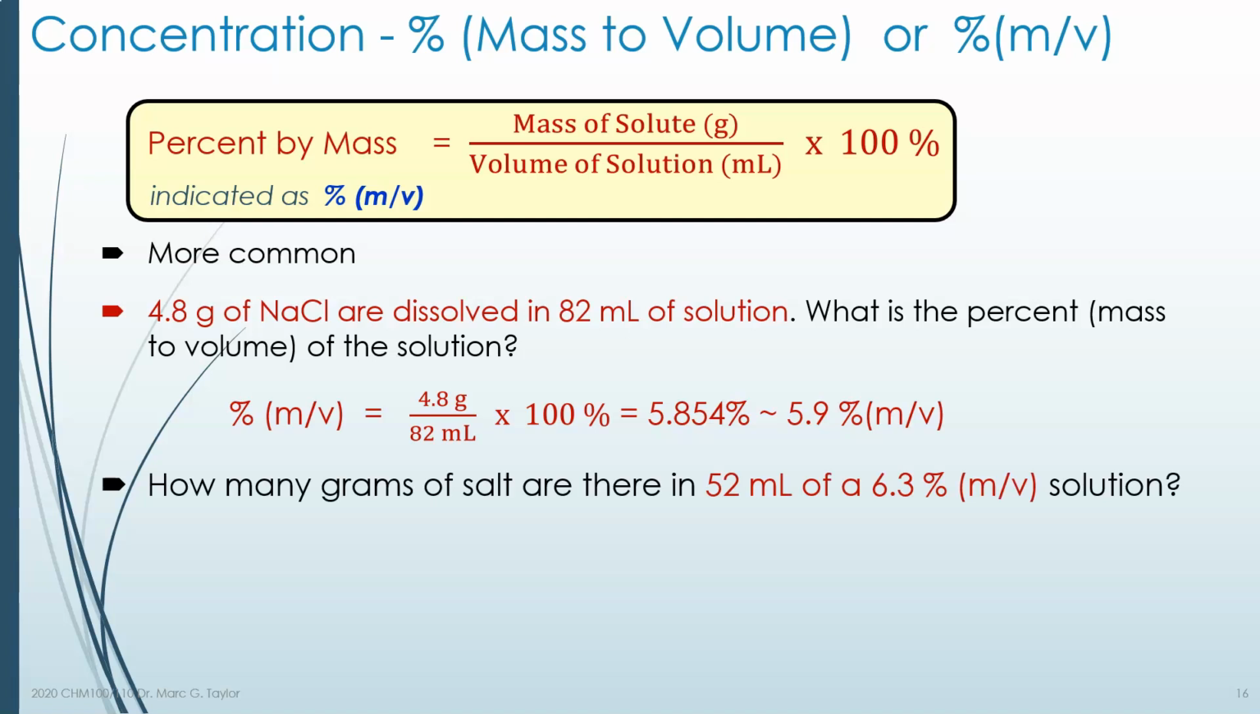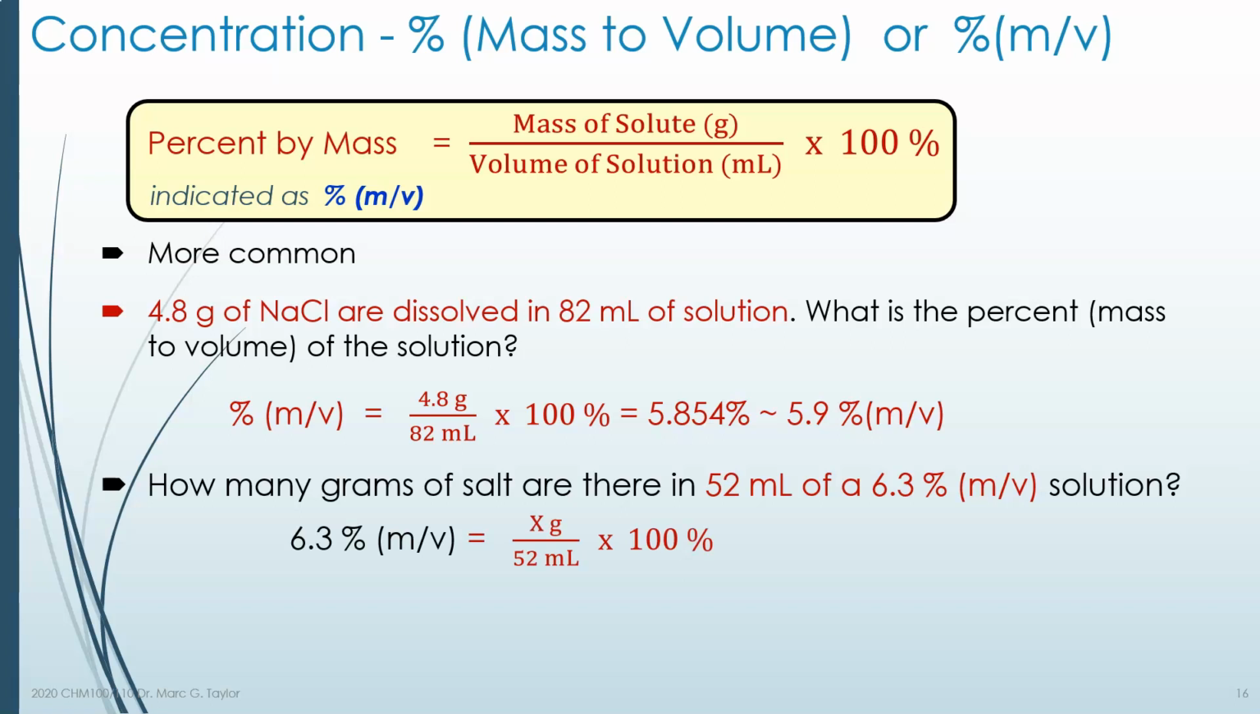Another problem might give you different parts of this equation shown at the top. How many grams of salt are there in 52 milliliters of a 6.3% mass to volume solution? So now you are given the actual concentration, 6.3% mass to volume. And you can think of this as meaning 6.3 grams per 100 mils of solution. That's one way to think about it. And you could use that directly, or you could plug the numbers directly into the formula shown at the top.